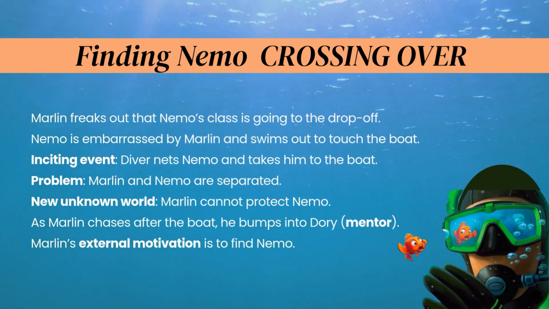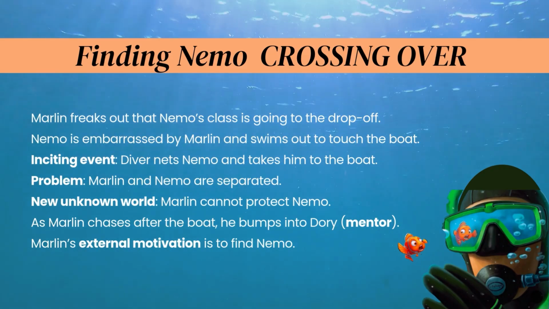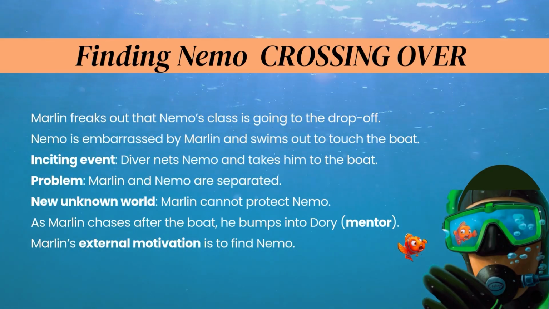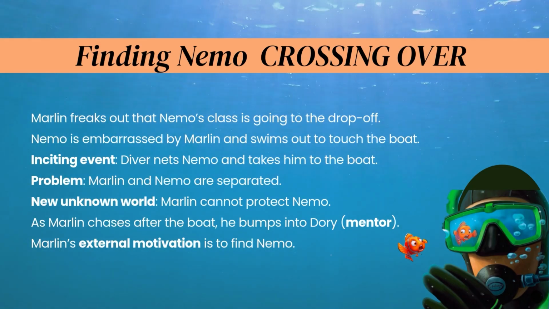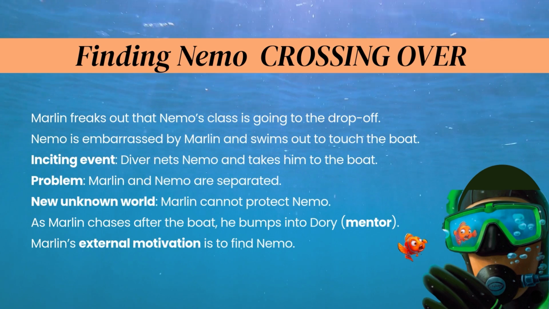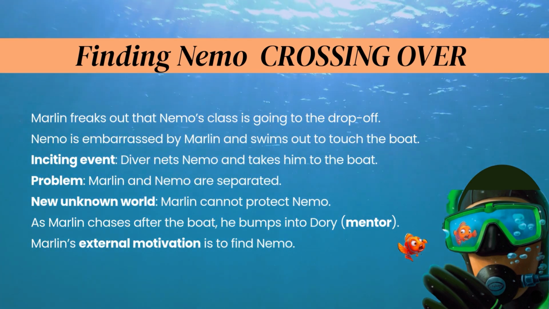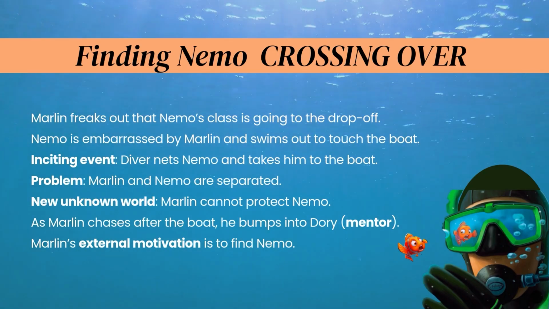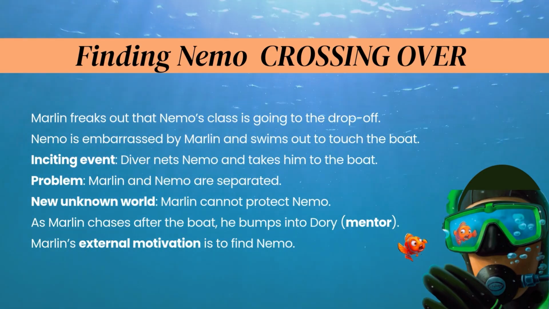Marlin freaks out that Nemo's class is going to the drop-off. Nemo is embarrassed by Marlin and he swims out to touch the boat. Our inciting event is when the diver nets Nemo and takes him to the boat. The problem: Marlin and Nemo are separated. The new and unknown world is that Marlin can now not protect Nemo. Marlin chases after the boat and he immediately bumps into Dory, who's his mentor. His external motivation is to find Nemo.